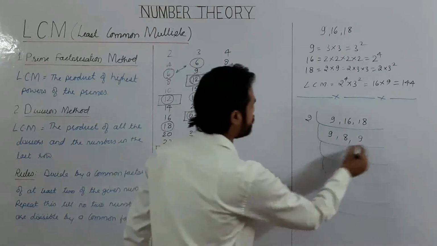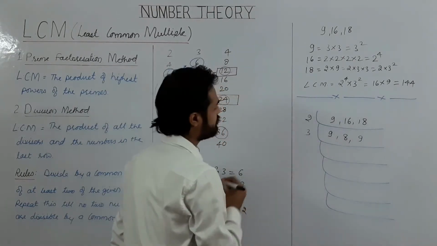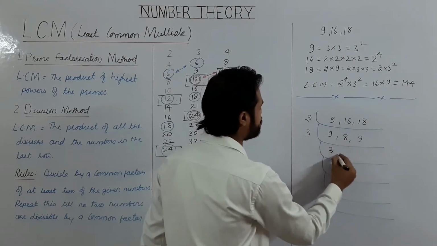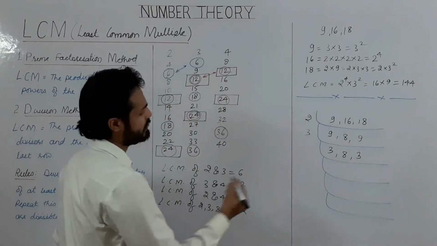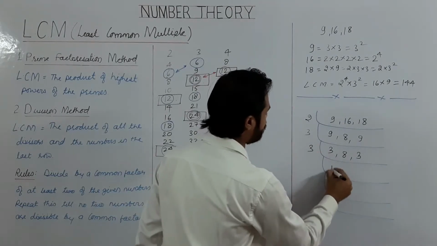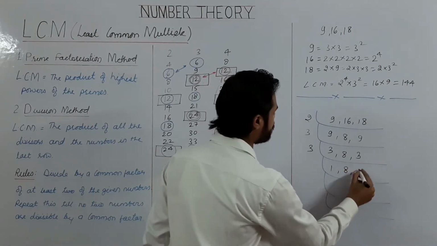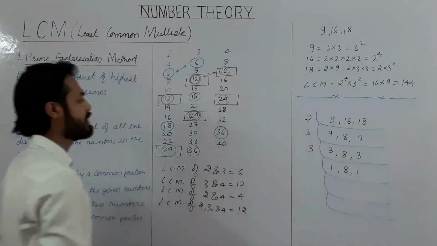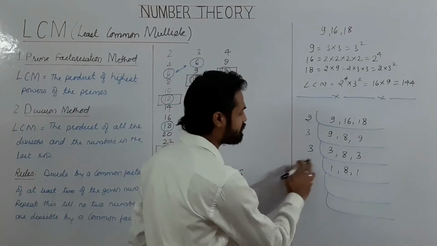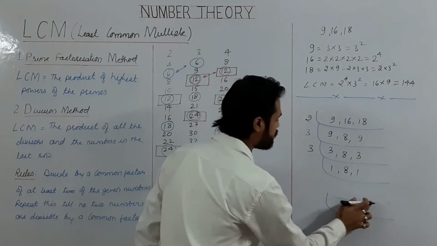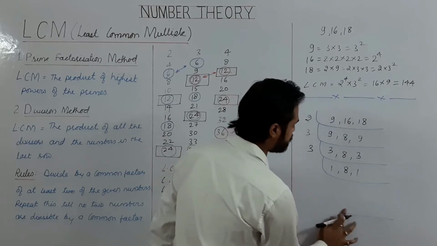So we'll divide the set in the next line by 3. We'll get 3, 8 as it is, and 3. Again by 3. 1, 8, 1. So this is the last step. Now repeat this till no two numbers are divisible by a common factor. Common factor is 1, or simply we have to stop here.